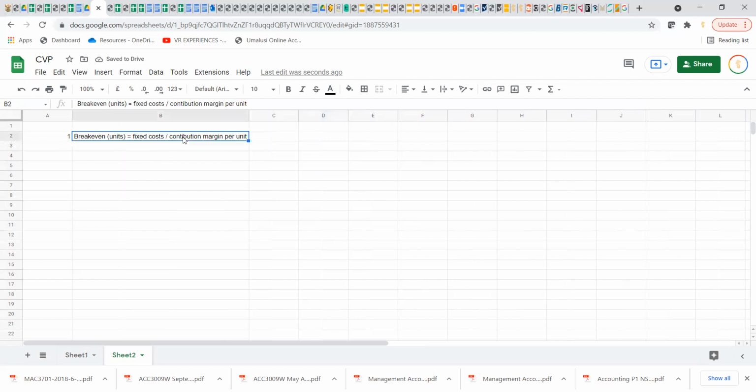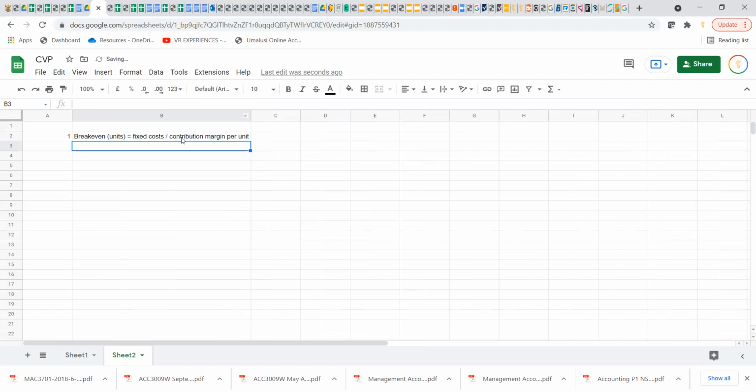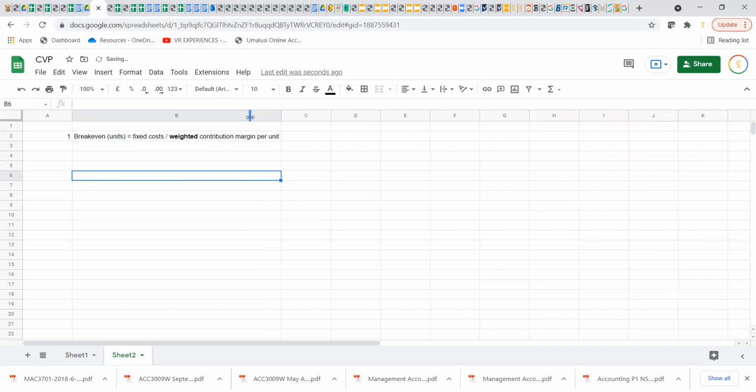However, because we have more than one product, this formula is only correct if there's one product. But we have more than one product. We have 3 products. So the correct formula must be weighted contribution margin. So we will use weighted contribution margin when we are dealing with a multiple product scenario. Okay, so let's work it out. So we're going to need fixed cost. We're going to need weighted contribution margin. Okay, and this is going to give us break even.